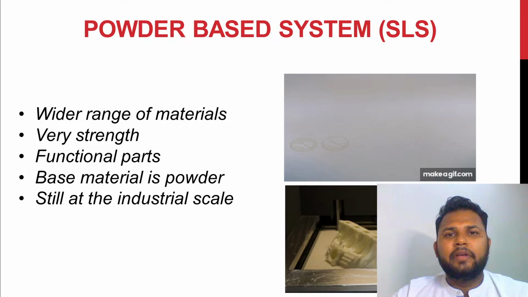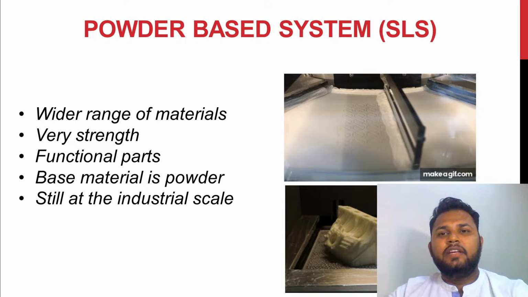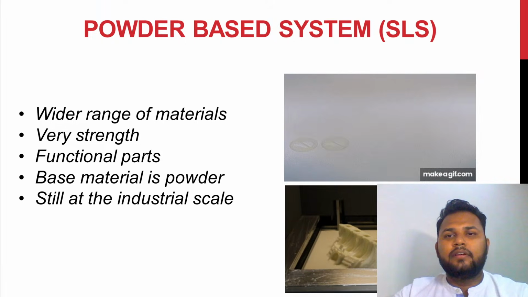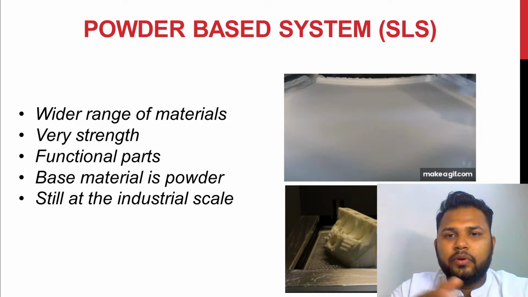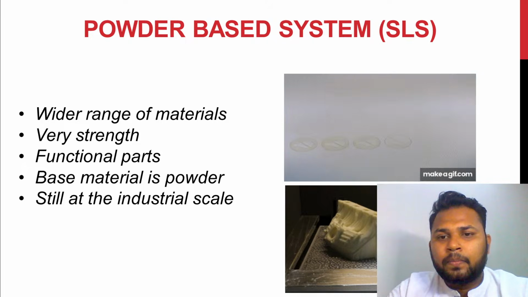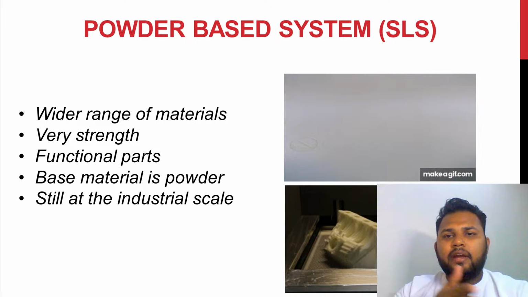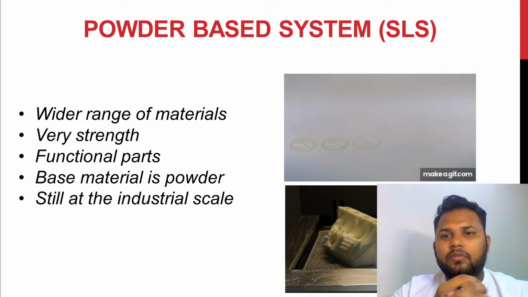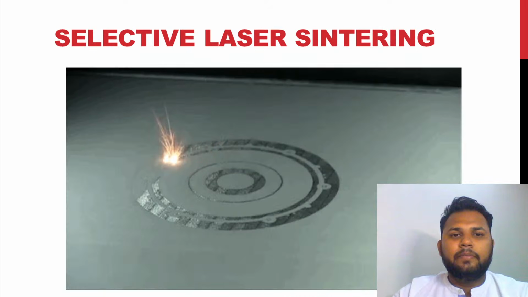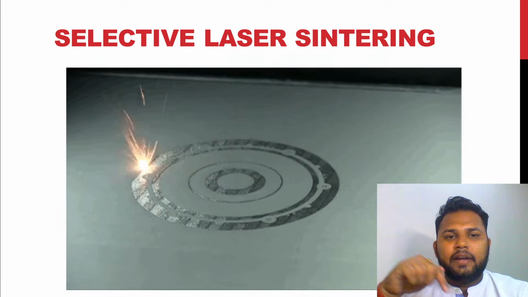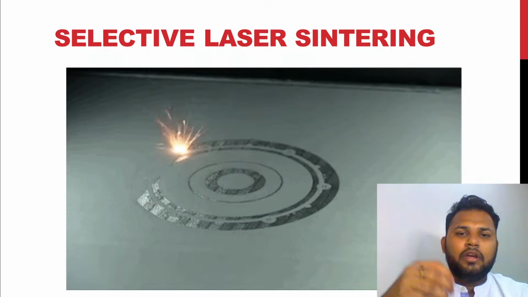Powder based system. This is SLS, selective laser sintering. We use a laser here to fuse the powder, the metal powder material. You can see in the video right now, the layer of metal powder is spread by a wiper on the flat surface, and the laser light, you can see on the next image, passes over the powder layer and fuses it into a solid material.